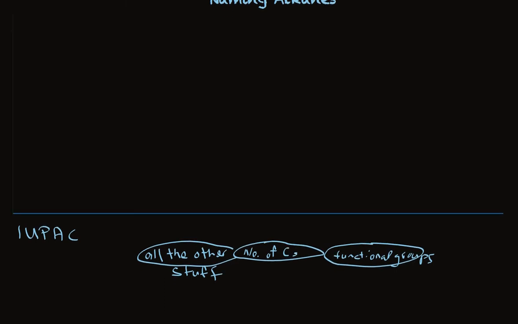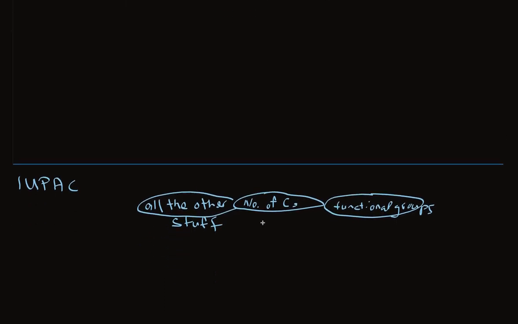An IUPAC name, a systematic name, tells us the number of carbon atoms, and specifically, this is the number of carbon atoms in the longest chain. We know what the functional groups are, and we know what else is attached: other alkyl groups, halogens, whatever.